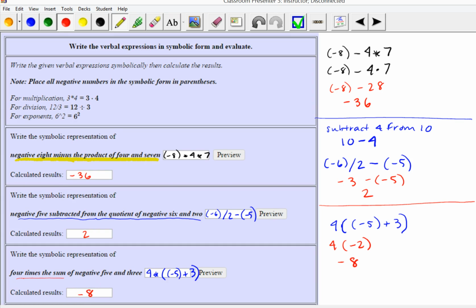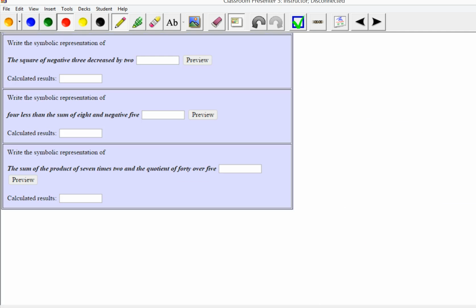Okay. There's some more examples in this problem on the next slide. You can rewind if you need to go back and look at those. Here we have the square of negative 3 decreased by 2.